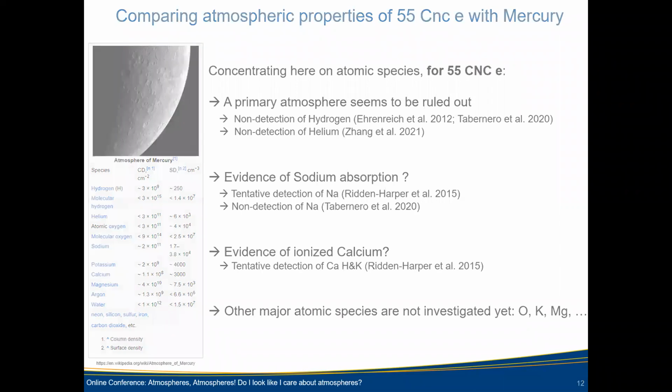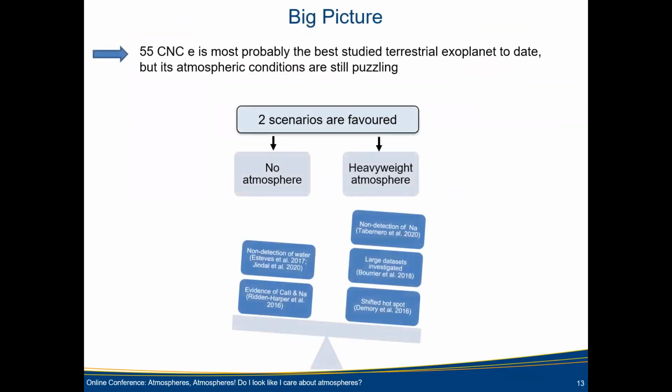Now, for the atmosphere of 55 Cancri e, two scenarios are favored. The first scenario is that there's no atmosphere, that we have only a rock. There's a non-detection of water and maybe evidence of calcium and sodium, which could favor this scenario.